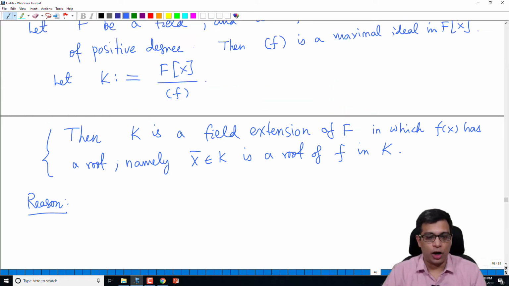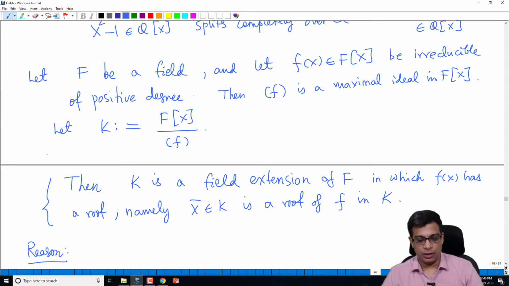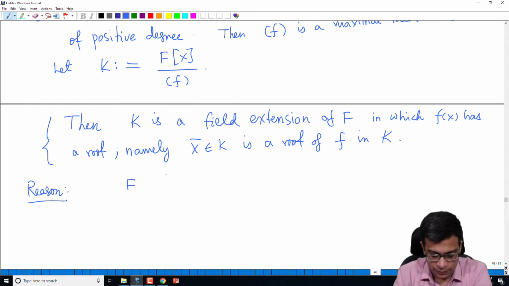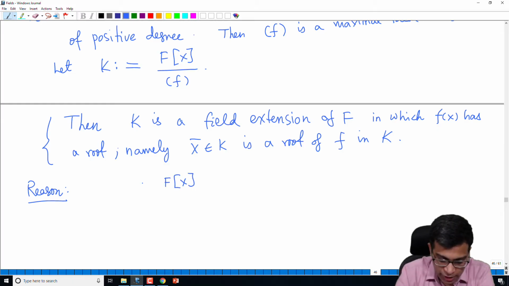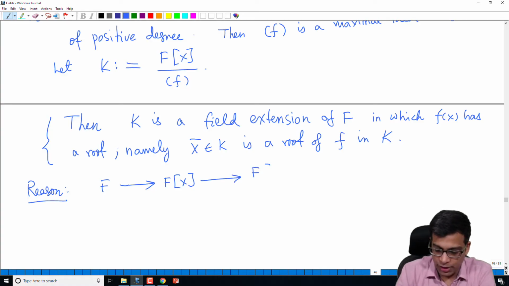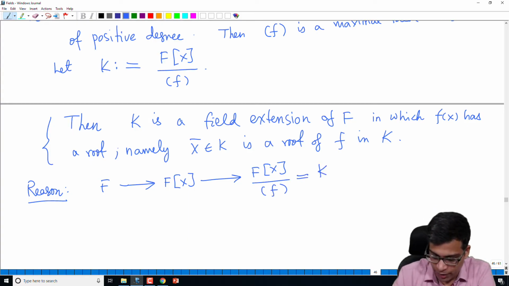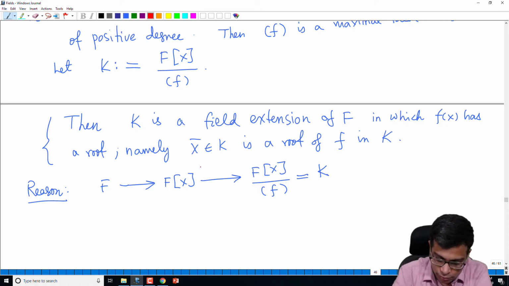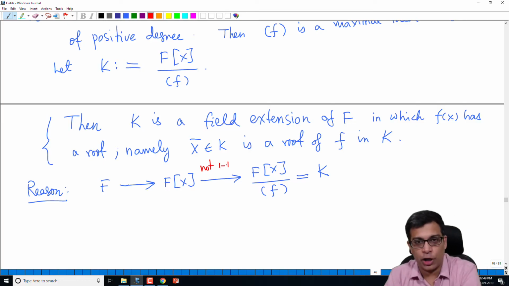this might not look like a field extension a priori, but it is in fact a field extension. That is because, remember, F always sits inside F[x], right? So there is an injective map from F to F[x]. And now what we are doing is F[x] mod the ideal generated by the polynomial f, and that's K. This map of course is not injective, not one-to-one, right? That is because the polynomial f goes to 0 here, so that's not injective.